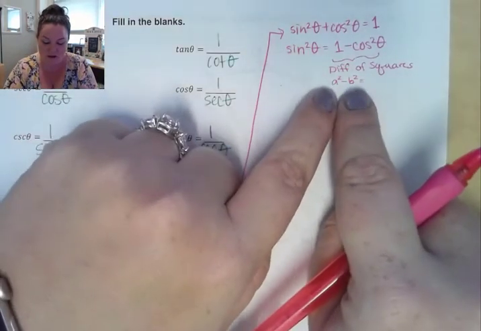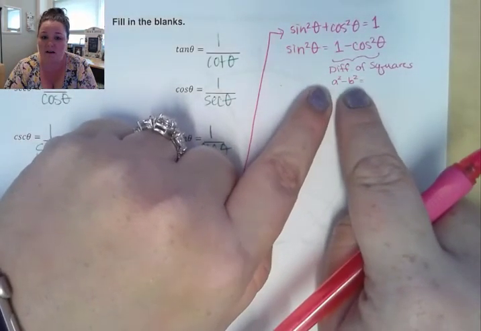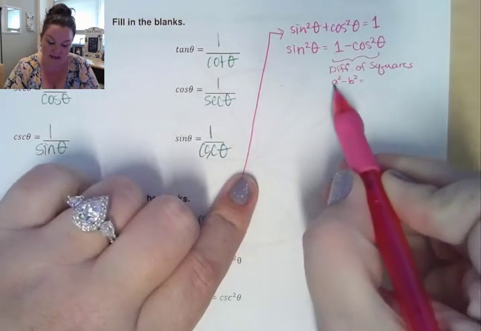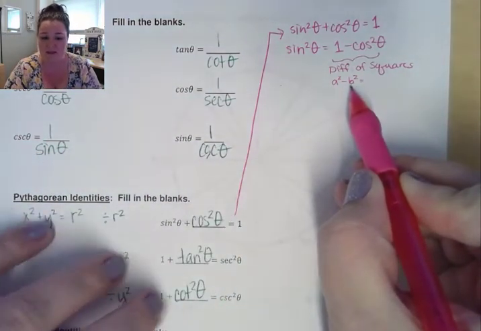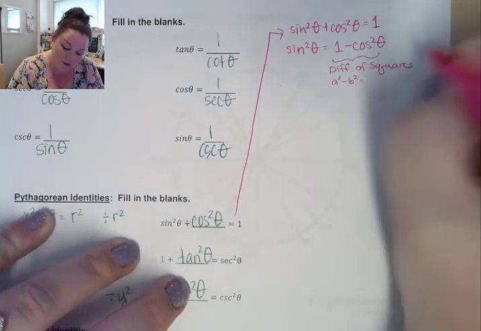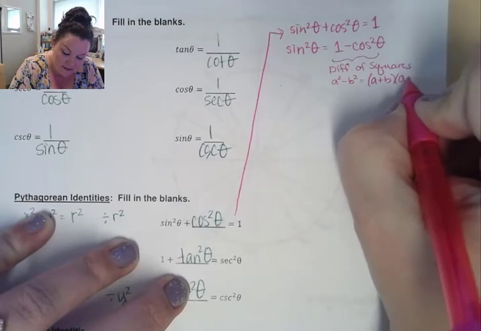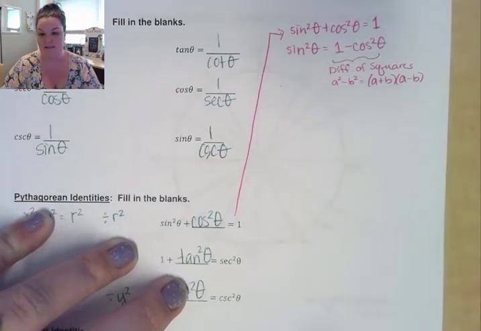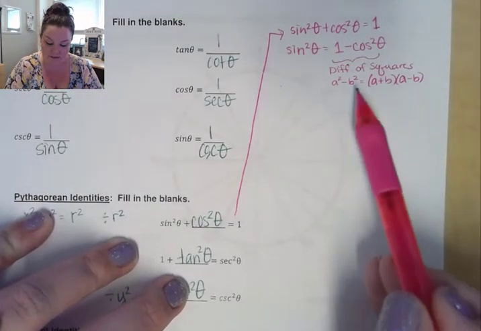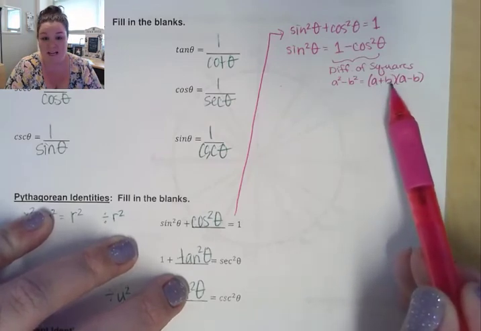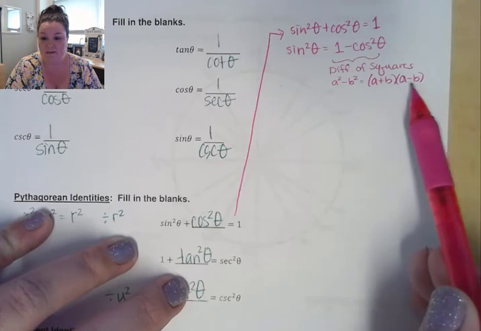A difference of squares, if I can identify what the bases are of the two little things being squared, right? So here I have a base a, and here my base would be b that's being squared, then I know this factors into my first base plus my second base, and my first base minus my second base, right? So anytime I have a difference of squares, it factors into the first base plus the second base times the first base minus the second base.